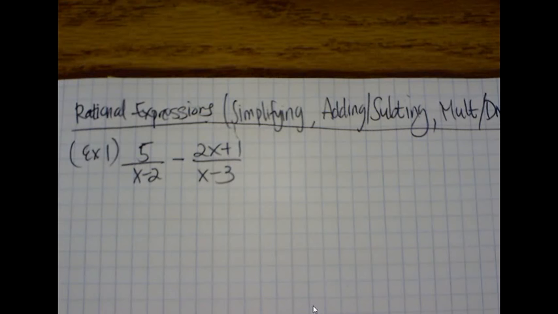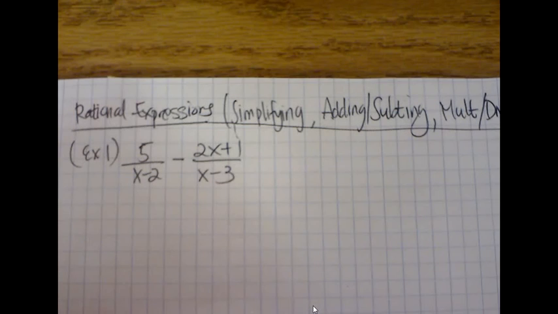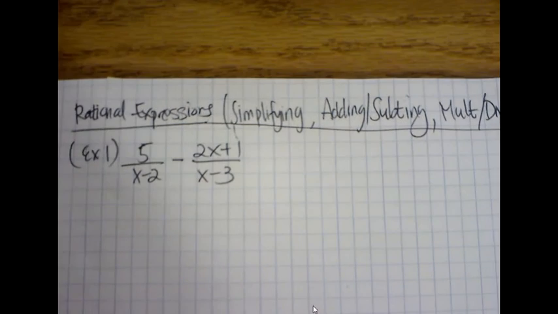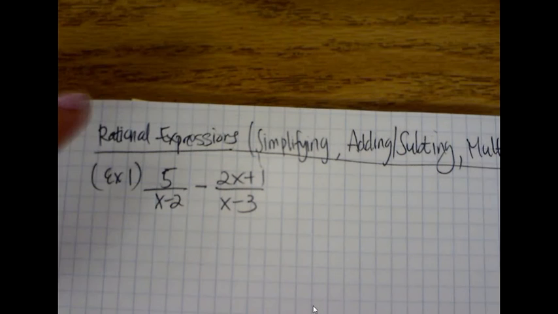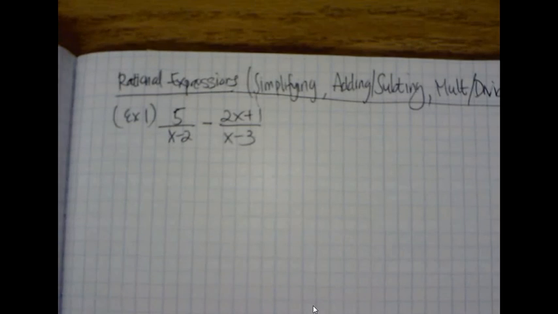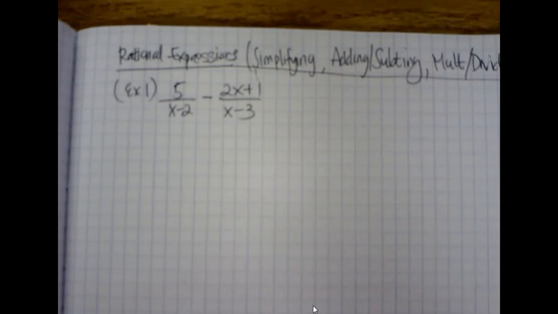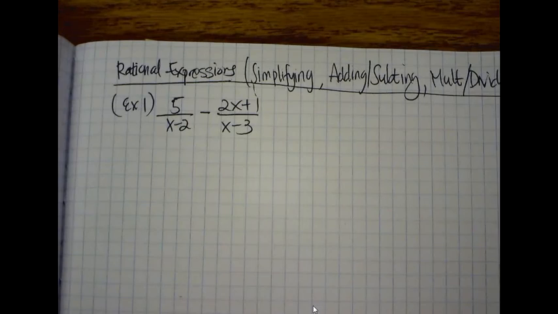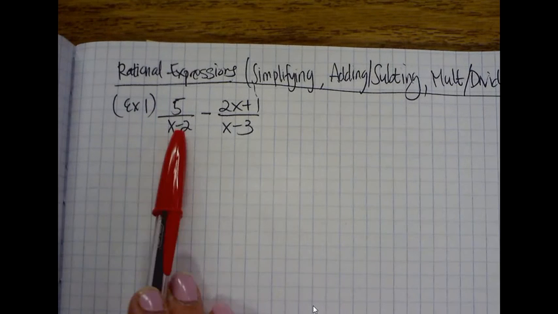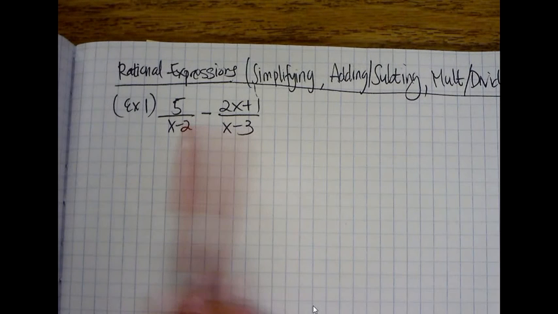So before I go into explaining how everything works, since you guys did this as a little warm up, let's actually talk about it. So, how in the world? Okay, so we're simplifying, adding, subtracting, multiplying, dividing rational expressions. The thing about rational expressions is when you're subtracting them or adding them, you have to have what? The common denominator.